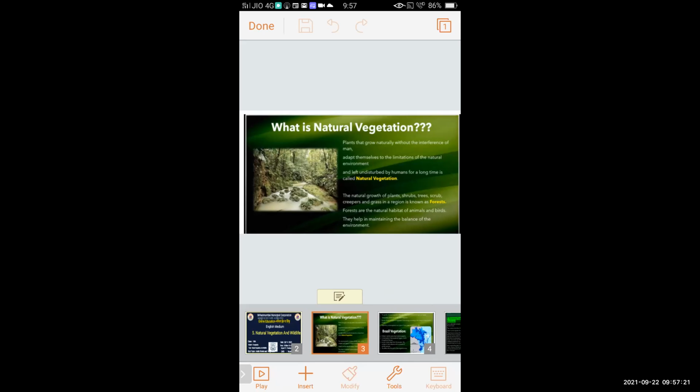Forests are the natural habitat of animals and birds. They help in maintaining the balance of the environment. The growth of natural vegetation depends on two factors, sunlight and rainfall. Topography, climate, and soil also affect vegetation. The density of trees and the type of vegetation and forest change according to the change in this factor, climate. Depending on the vegetation and type of forest, the types of wildlife also differ.